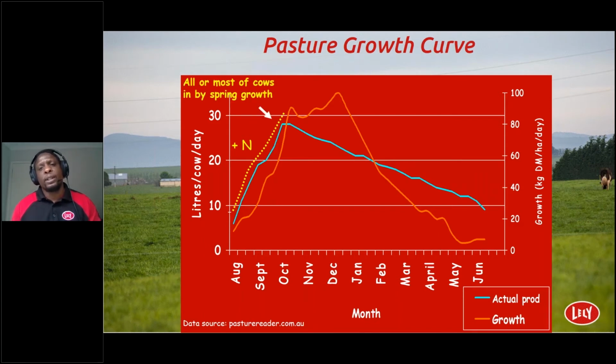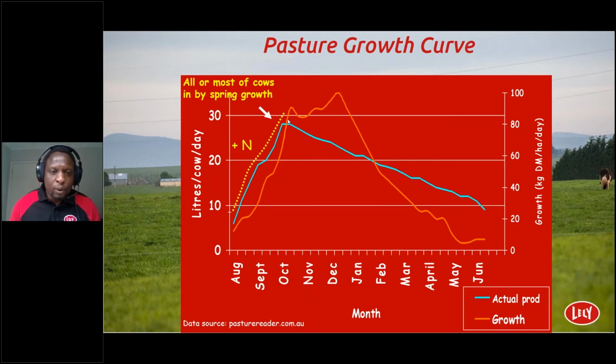Depending on your system, the key is to have all or most of your cows in by spring growth. For example, if we have a spring calving herd, aim to calve your cows maybe 50 days before balance date. By balance date, I mean the estimated day when the rate of pasture growth will meet your herd demand.